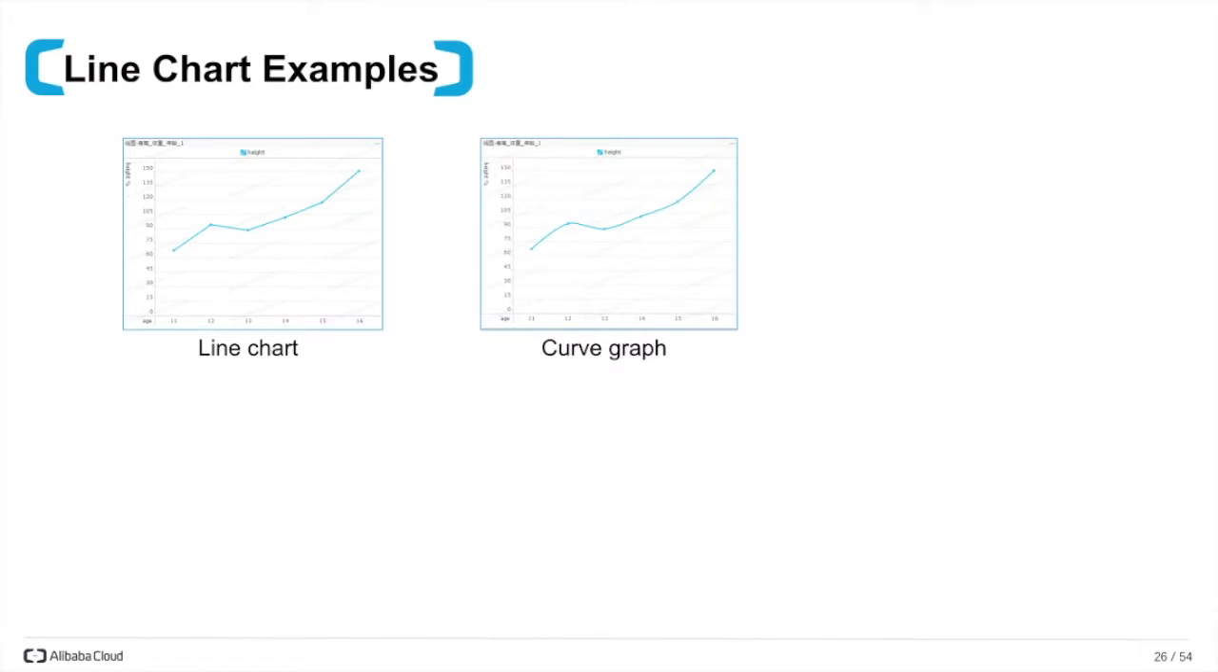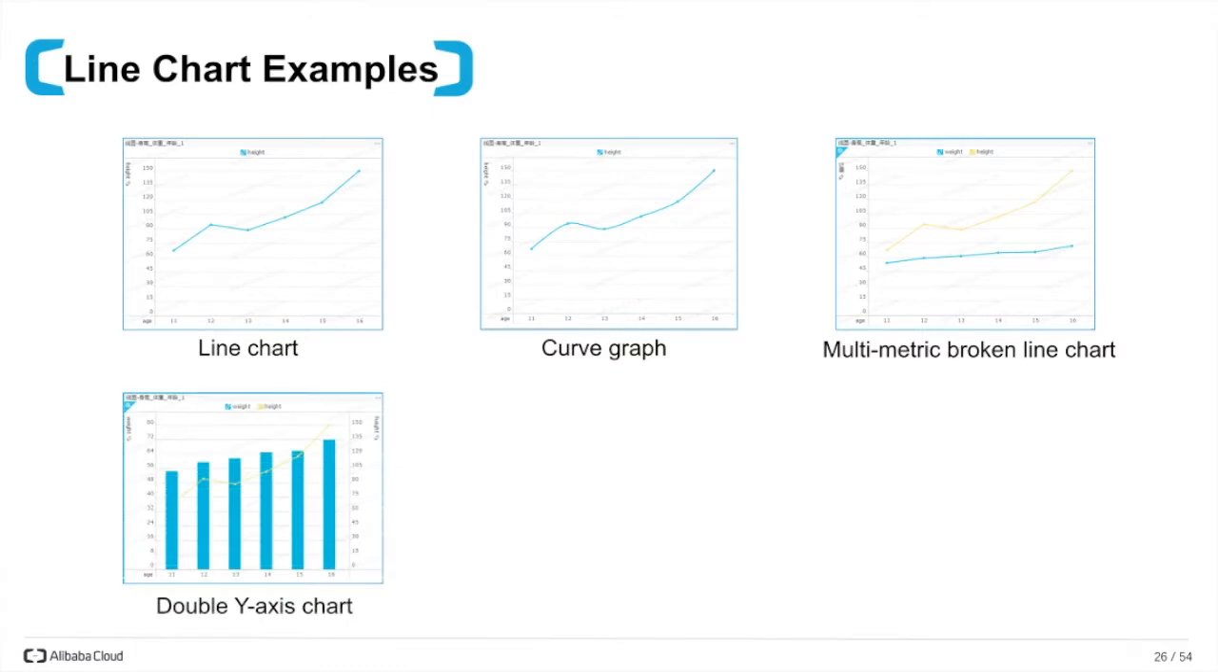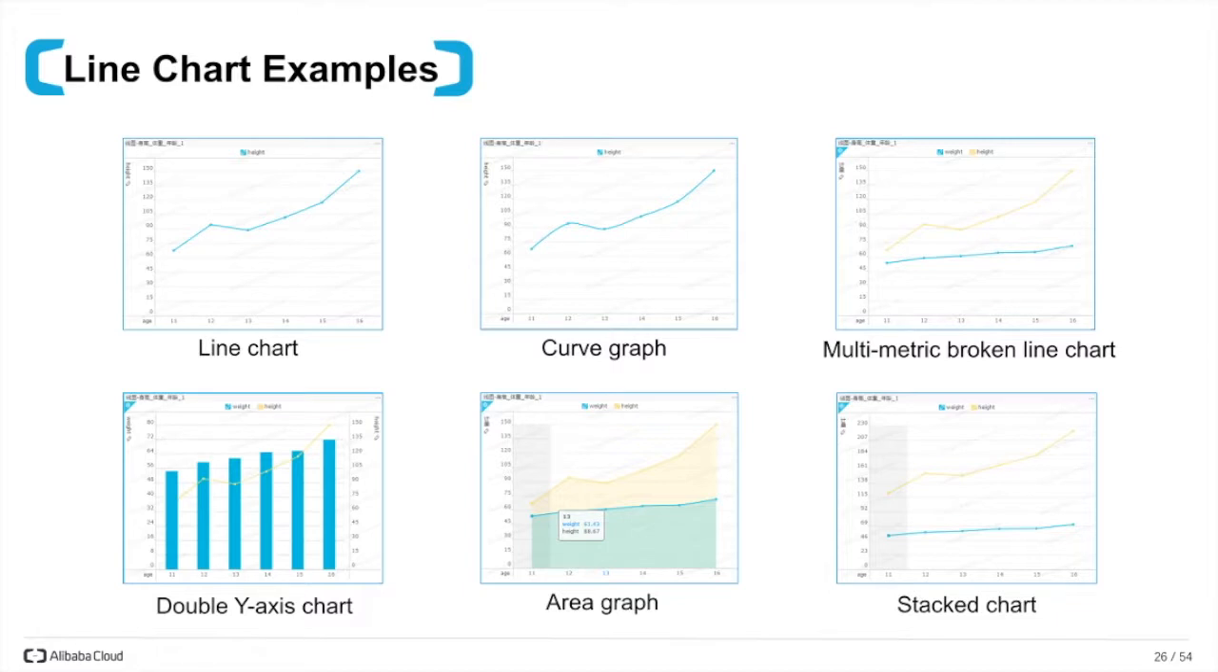But sometimes you don't like the straight line. You can make it a little bit curved to look smooth. And you can also compare two different metrics in one line chart. You can also use the double y-axis chart, right? And also you can fill the empty area to make it look more solid. And the last one is just like the stacked column chart. You can add the two measurements together and draw a different line.